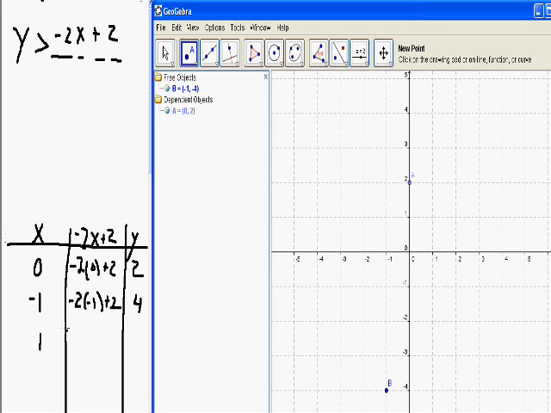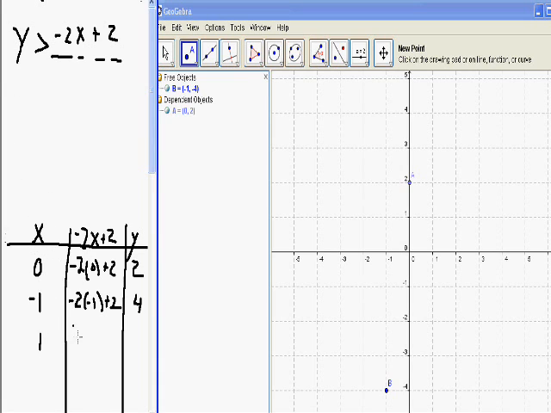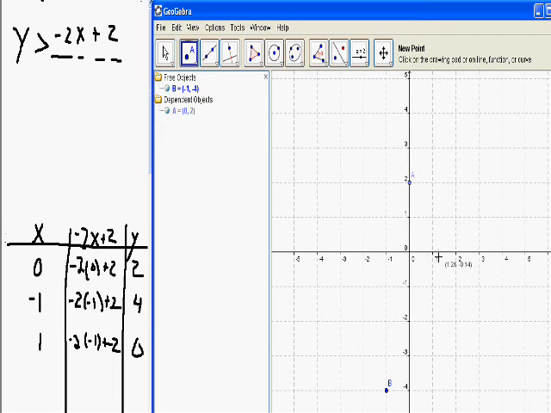Now let's get a third point to make sure we haven't made an error. So x is 1. Negative 2 times 1 is negative 2. Plus 2 puts me back to 0. So that's going to be an easy one to graph. When x is 1, y is going to be 0. So I can put that right on the line there. There we go. Uh-oh. Something went wrong.